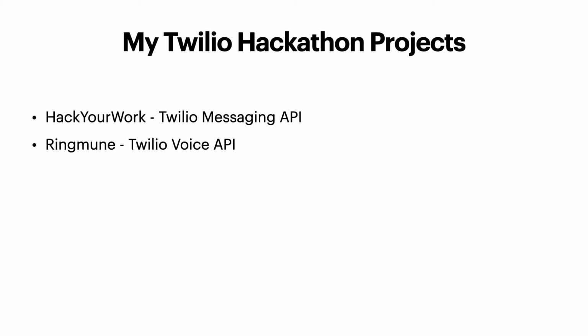And then the second project I worked on, which used the Twilio Voice API, was Ringmune. My team and I used the Voice API to make a hotline to help people who had seeing impairments, or who maybe didn't have access to internet, schedule a COVID-19 vaccination appointment by giving them the available appointments within their region. So we created a really great COVID-19 hotline with the Twilio Voice API.